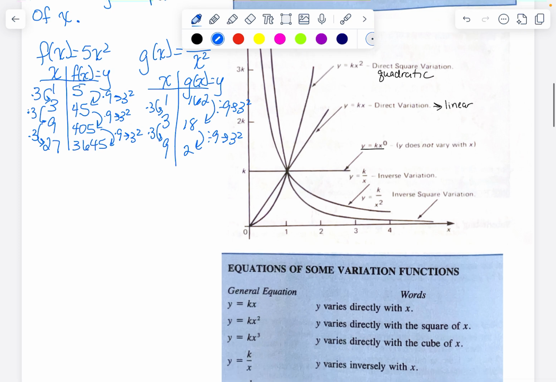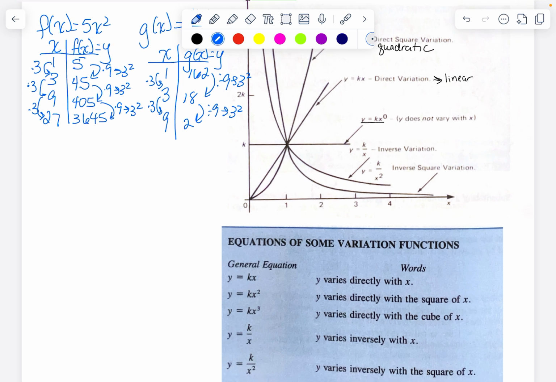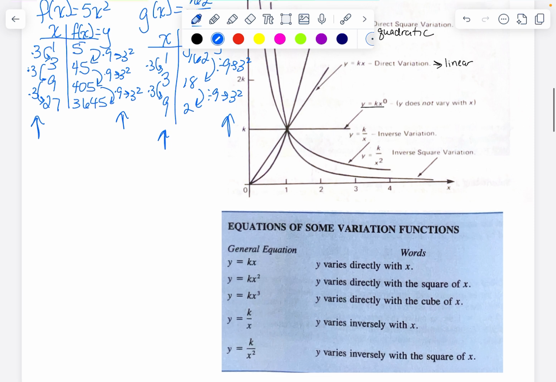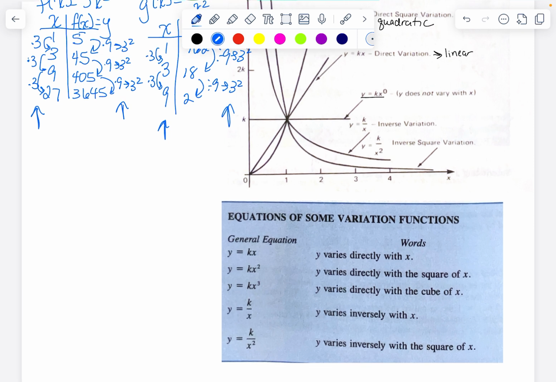And through this, we were able to see a pattern that when x was multiplied by 3, we found that y was multiplied by 3 squared. And here we found when it was multiplied by 3, it was divided by 3 squared. So we deduced our multiply property of variation functions.